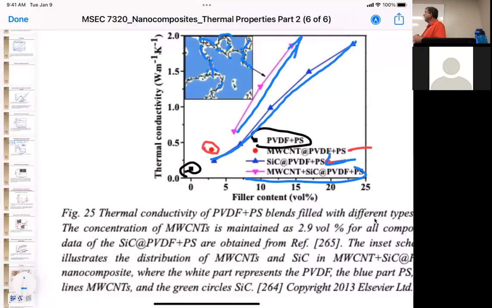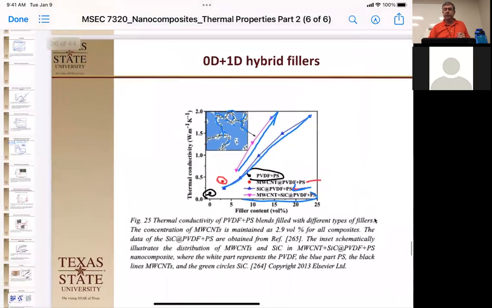So I find it very interesting that they didn't do higher loadings of the carbon nanotubes, but maybe everybody's already done that. But the fact that their silicon carbide nanoparticle gives such a good response without them, but isn't a better response with them. So that's what the first hybrid system is, the 0D1D filler.